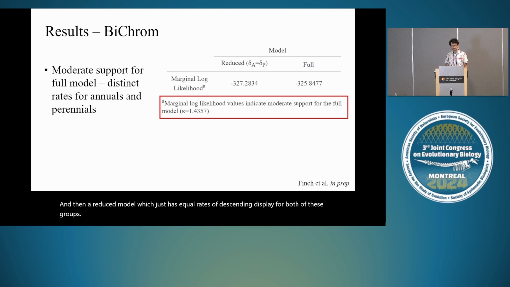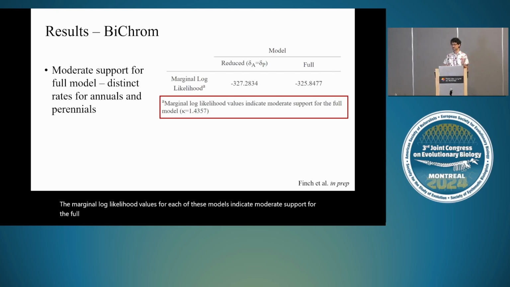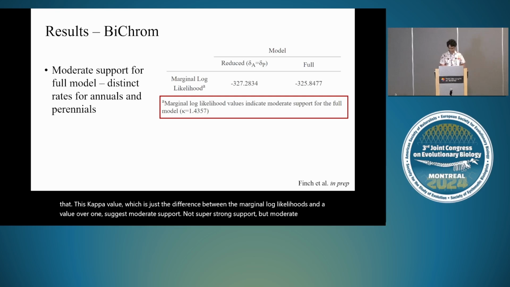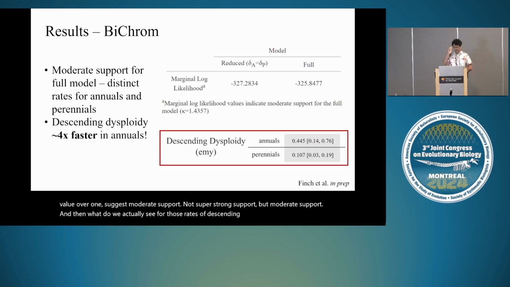The marginal log likelihood values for each of these models indicate moderate support for the full model. So that means distinct rates for the 2 groups. And that support comes from this kappa value, which is just the difference between the marginal log likelihoods, and a value over 1 suggests moderate support. Not super strong support, but moderate support. And then what do we actually see for those rates of descending disploidy? It seems to be over 4 times faster in annuals than it is in perennials. So, which is very cool, right?